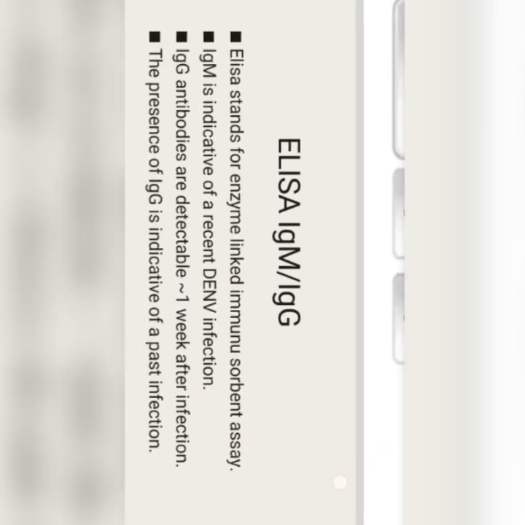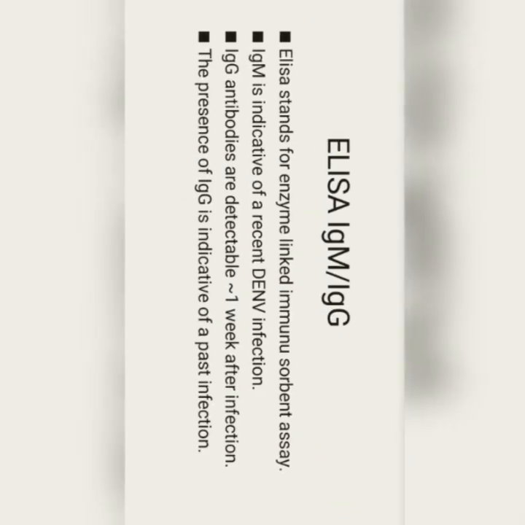ELISA, IgM or IgG. ELISA stands for enzyme-linked immunosorbent assay. IgM is indicative of recent DENV infection. IgG antibodies are detectable at around 1 week after infection. The presence of IgG is indicative of a past infection.